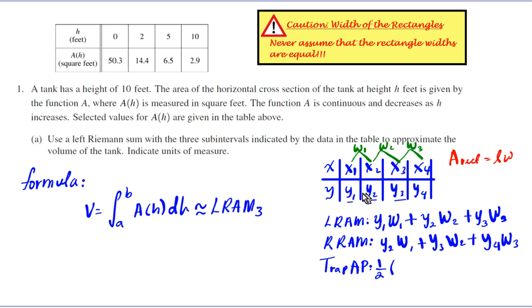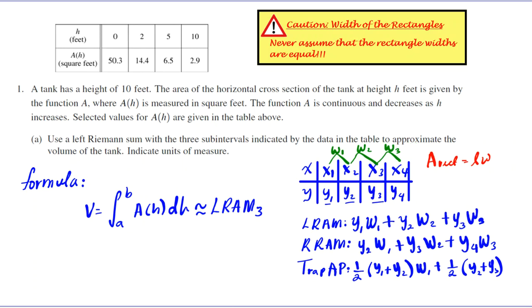So the parallel lines are y1 and y2, or the bases, and that's the height. So 1/2 (y1 plus y2) multiplied by the first width, plus 1/2 (y2 plus y3) times w2 is the next trapezoid. And then your final trapezoid, 1/2 (y3 plus y4) times w3.